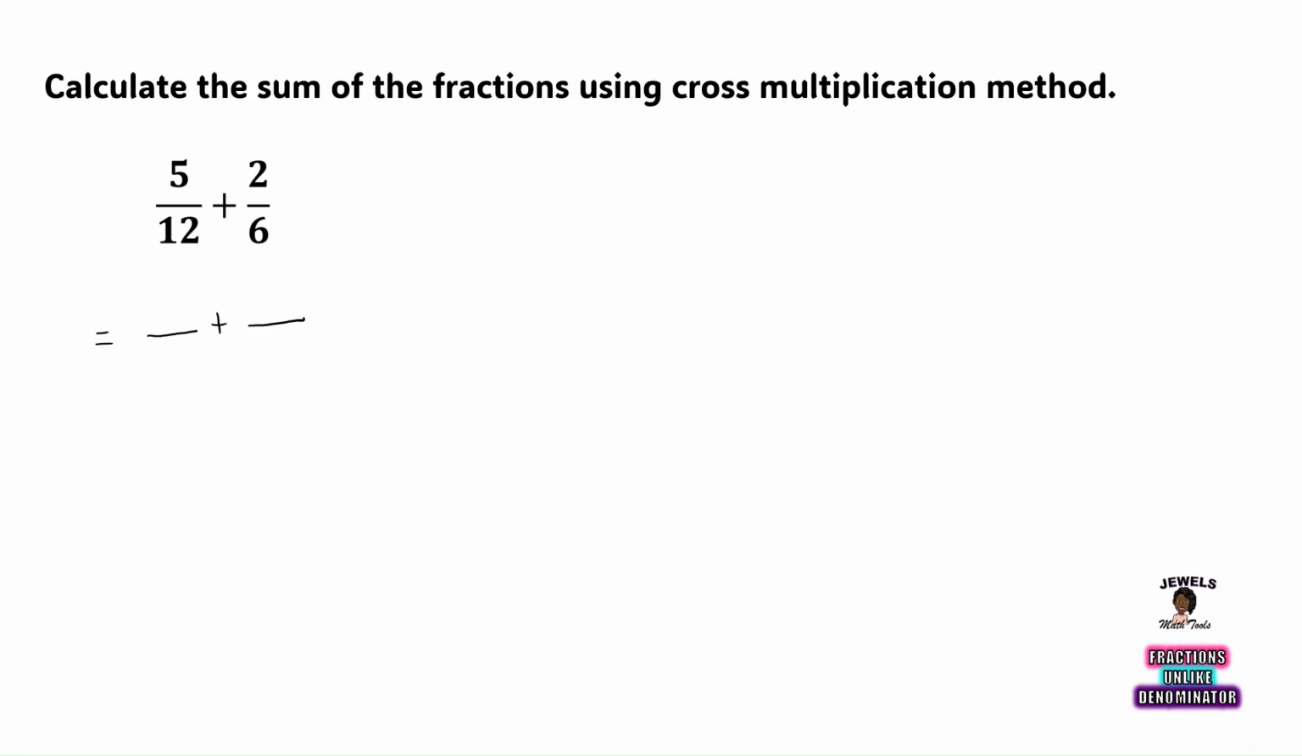So let's get started. In our first step for cross multiplication, we're going to be multiplying our numbers across our fractions, to the opposite fraction. So I will be multiplying 5 times 6, which will be equal to 30. And the 30 that I get here will be the numerator on the left-hand side of my fraction. So that will now be my new numerator for the left-hand side.